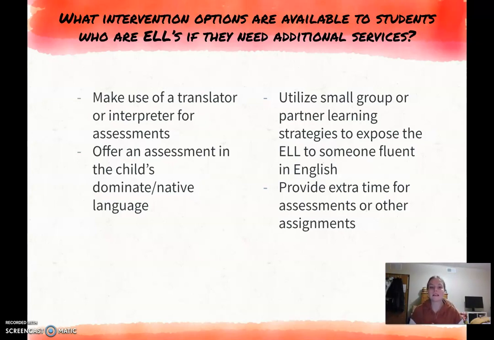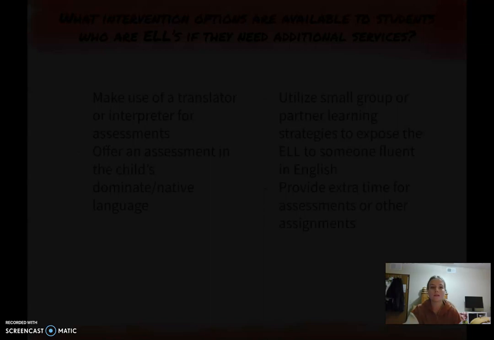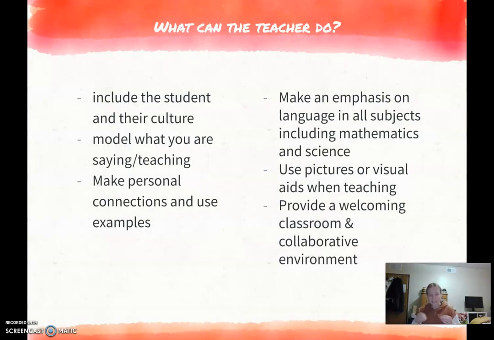The last thing that I think we need to provide is some extra time for assessments or other assignments. Sometimes, especially when they're still processing, translating English into, let's say, Spanish, for example. They're translating that English that they're reading or listening to into their own language. So I think just giving them a little extra processing time can help with assessments and other things. What can the teacher personally do in their classroom?